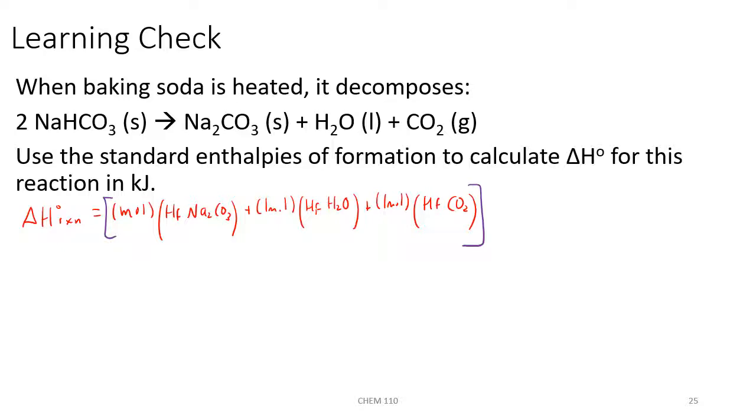Now we're going to subtract the sum of our reactants. For our sodium bicarbonate, there's a 2 out in front, so we're going to have 2 moles times the heat of formation for our NaHCO3.